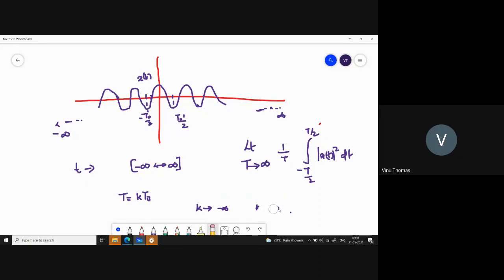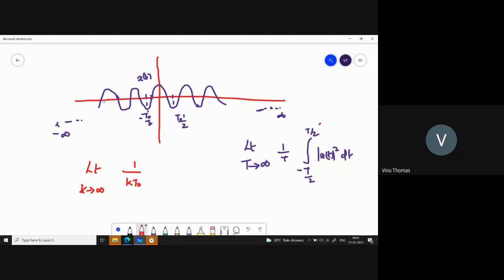Okay, so when you say that limit t tends to plus infinity, just rewrite this in terms of k. When t tends to plus infinity, I can write this as limit k tending to plus infinity of 1 by kt0, since t tending to infinity means that k into t0 is tending to infinity. And the integral minus t by 2 to plus t by 2 I can write as minus kt0 by 2 to plus kt0 by 2.